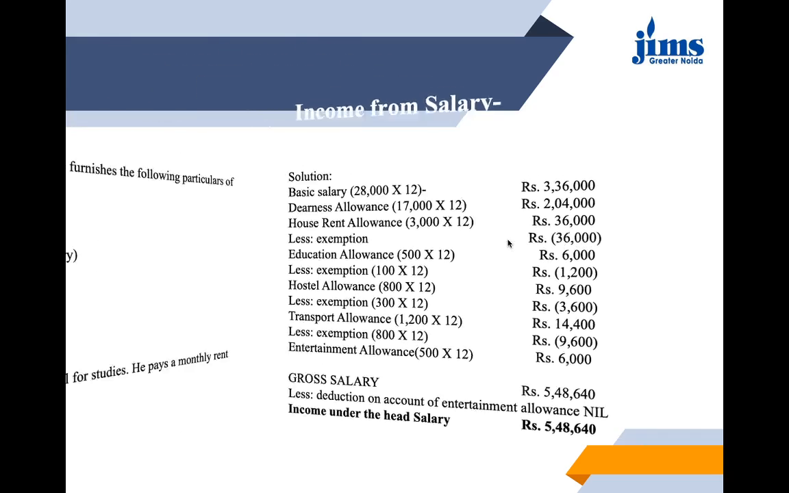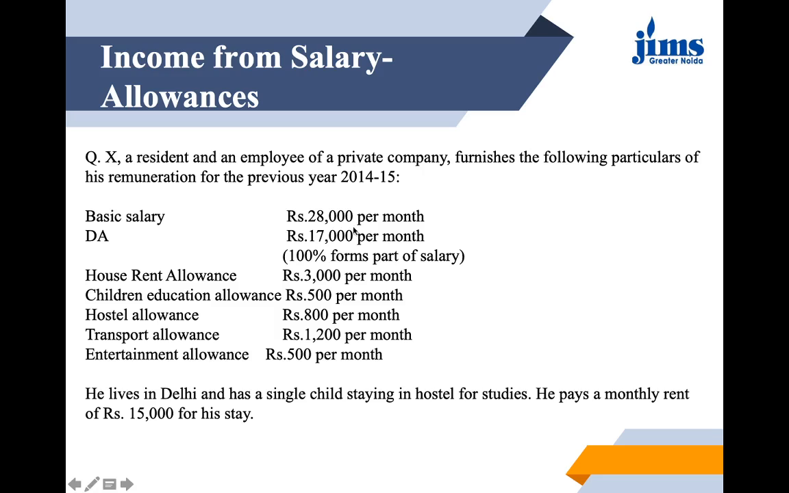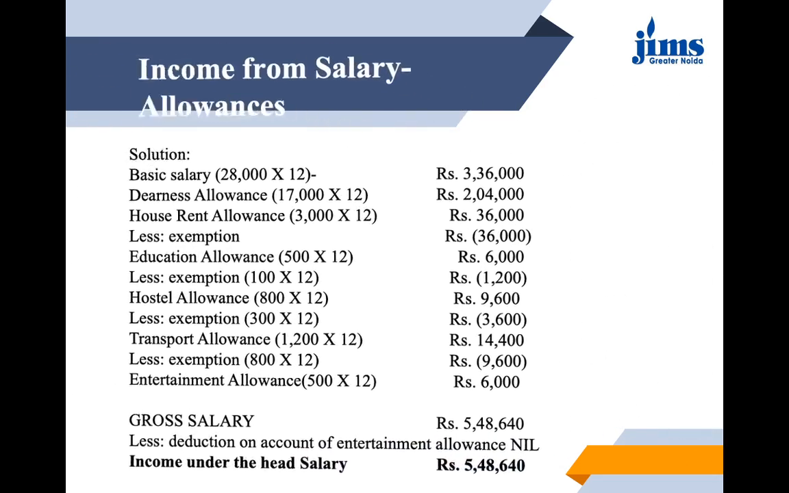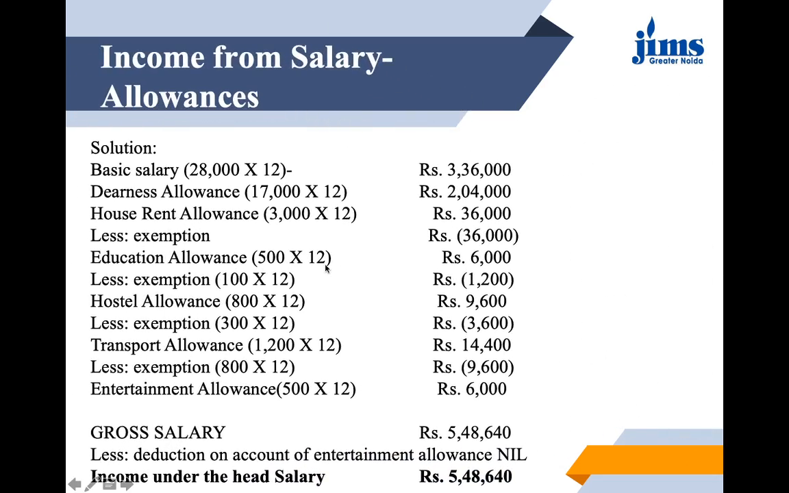Okay, let's move further. Let us have a look at the question. We are done with basic salary, we are done with DA, we are done with house rent allowance. Let us move further. Let us see the children education allowance, that is rupees 500 per month. So I have marked here education allowance 500 into 12, that is 6,000.